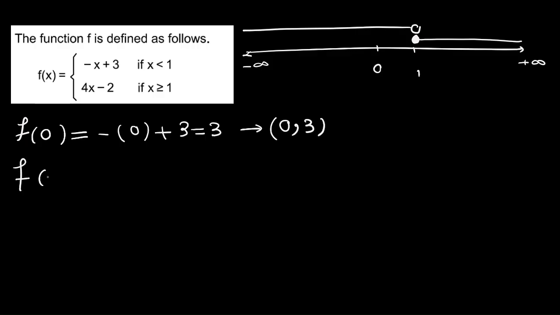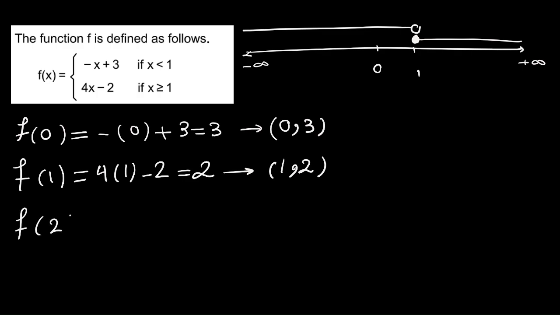To find f of 1, again we check if 1 is less than 1. No. Can I say 1 is greater than or equal to 1? Yes. So we need to use this statement. f of 1 is 4 times 1 minus 2, so it's equal to 2. And we have the point 1 and 2 on the graph of the function.